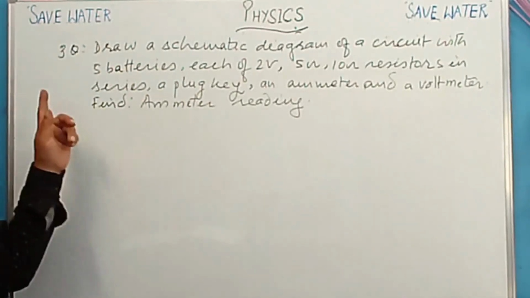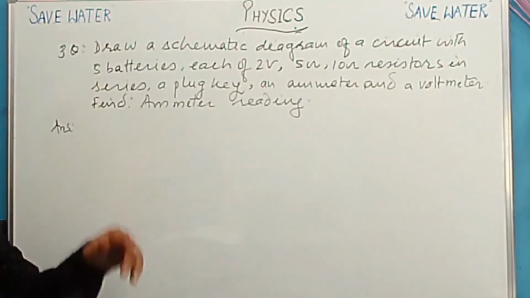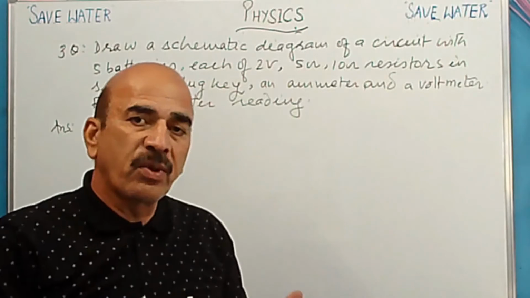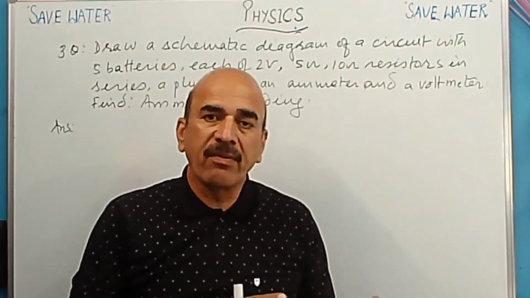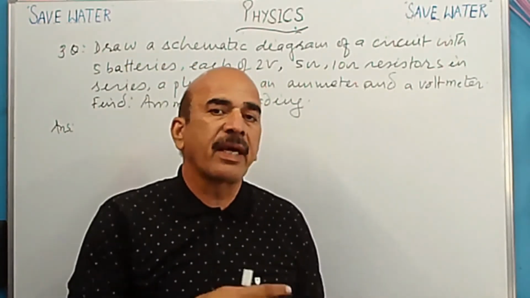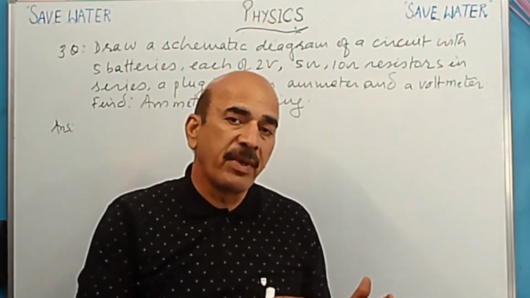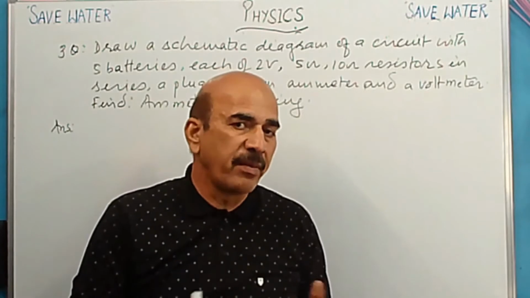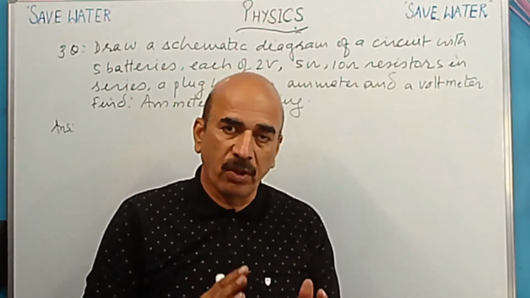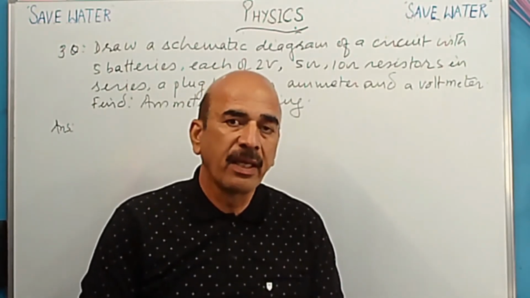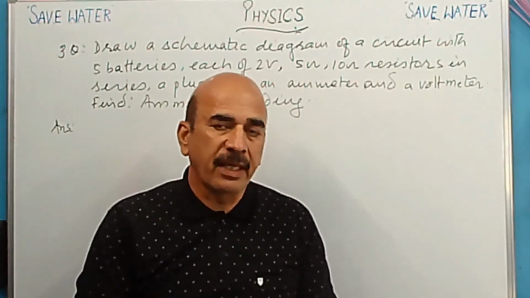So now next question number 3. It is a diagram based question. So you have to draw here a schematic diagram of the given circuit. Conditions आपको दे रखी हैं, क्या-क्या इसमें ऐड करना है हमको. Then you find the ammeter reading. Ammeter का reading find करते हैं. Ammeter reading means yes total current in the circuit है ना. Total current in the circuit here.